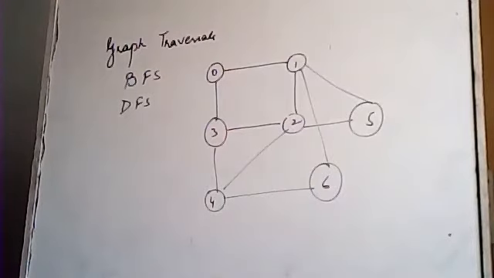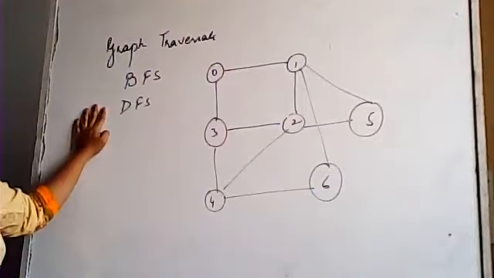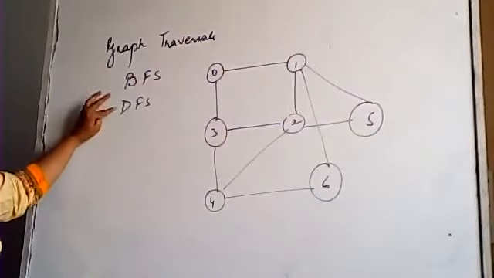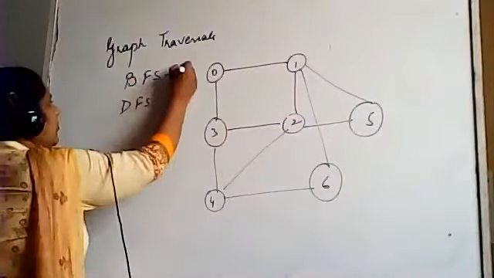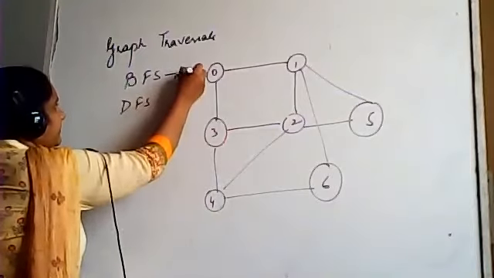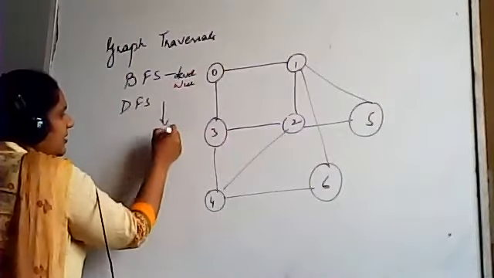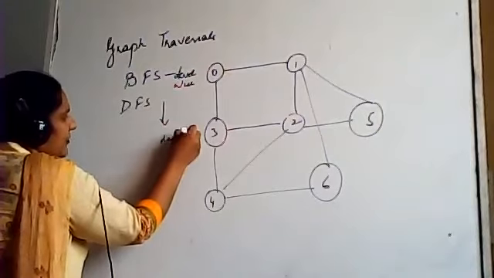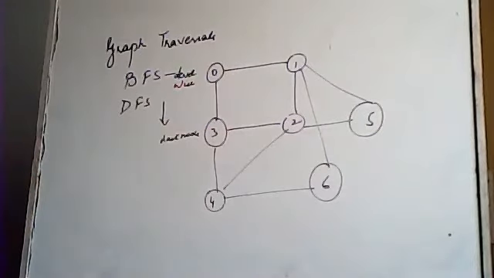So today's topic of our discussion is graph traversals. You have done two types of graph traversals already. One is breadth first search and one is depth first search, right? Breadth first search is always done level wise, and depth first goes till you reach the last node of a particular edge. Then I'll tell you how to reach it, right?